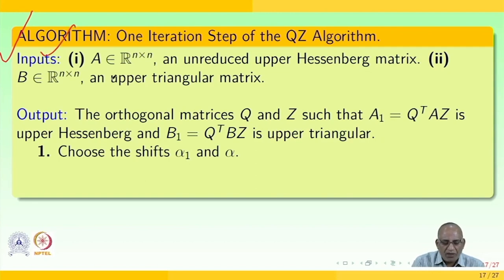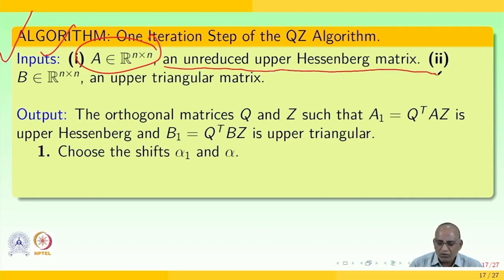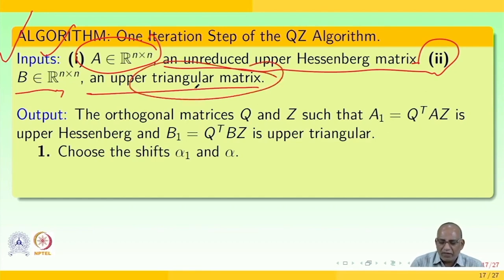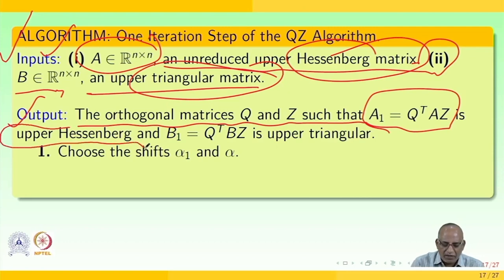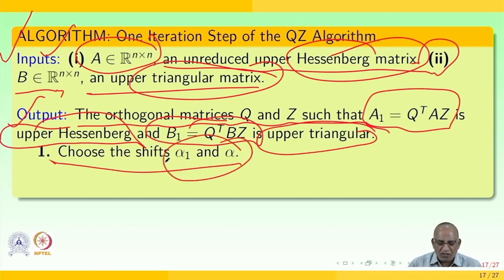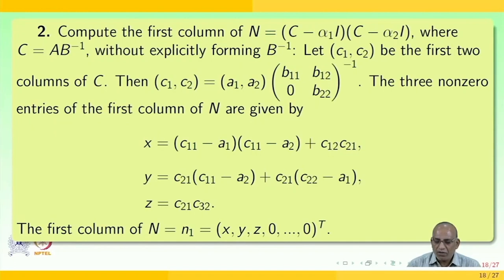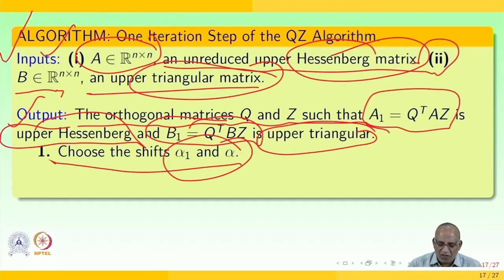So what is the input you have? Matrix A belongs to R of N by N, an unreduced upper Heisenberg matrix, and second is B belongs to R of N by N, an upper triangular matrix. So upper triangular matrix and upper Heisenberg matrix. What is the output you expect? The orthogonal matrices Q and Z such that A1 is equal to Q transpose AZ, an upper Heisenberg matrix, and B1 is equal to Q transpose BZ, an upper triangular matrix. Choose the shifts alpha 1 and alpha 2. This is alpha 2 actually, there is an error.